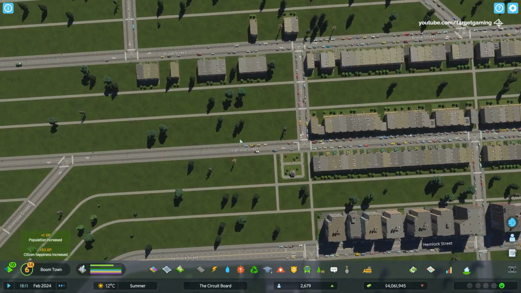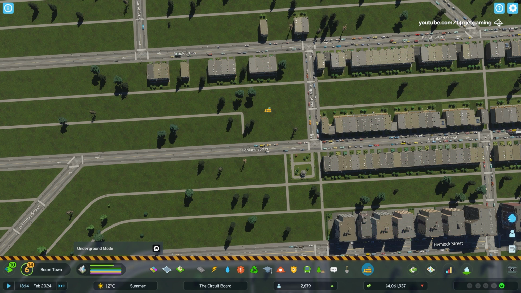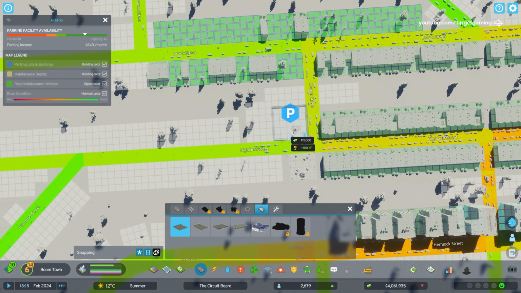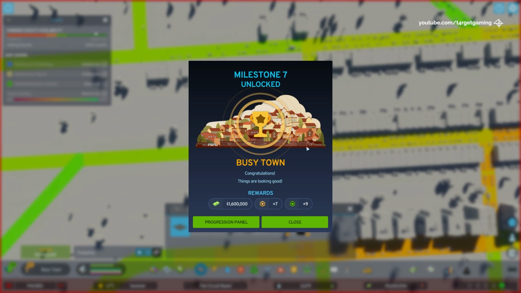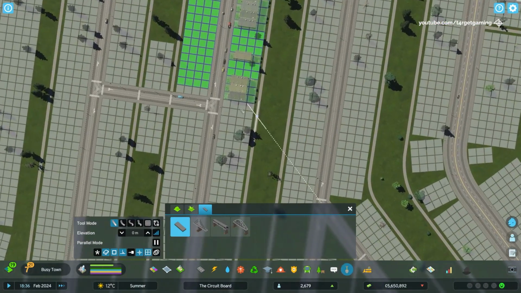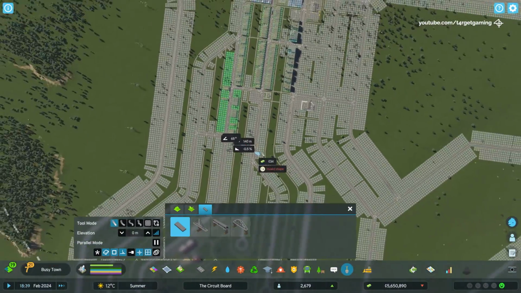And right next to it, I'm thinking over here would be a good place for another parking lot. So let's do that. I think I'm gonna keep placing small ones for the time being. And that will get us all the way to Busy Town. Okay, something like this. And of course we cannot forget to keep adding access points for people to travel between different parts of the city.